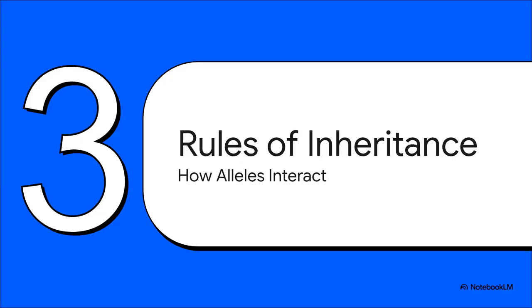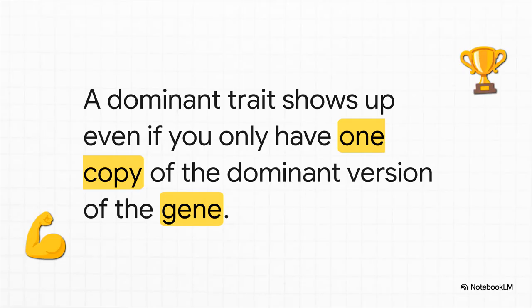Okay, so you have 2 alleles for every gene. Now what? How do they interact? Which one gets to be in charge? Do they work together? This is where we get into the 3 main patterns or rules of how our traits are actually passed down. All right, let's start with the one most of us have probably heard about, dominance.